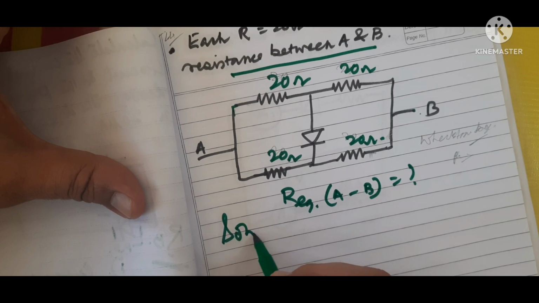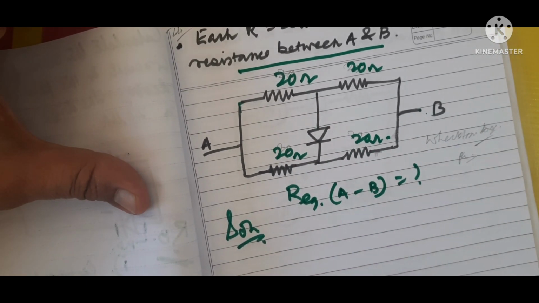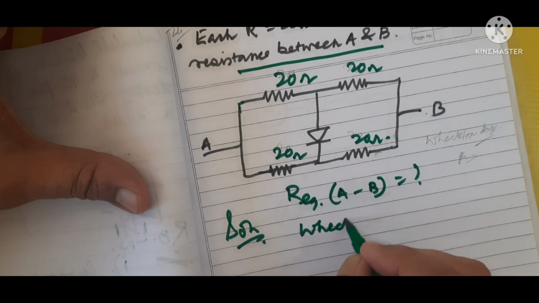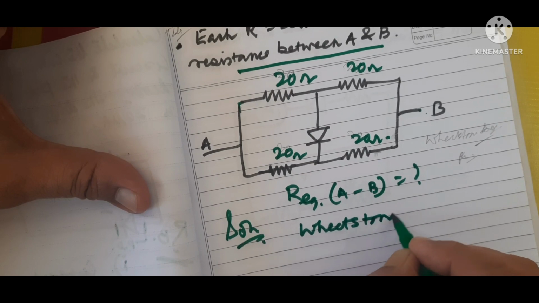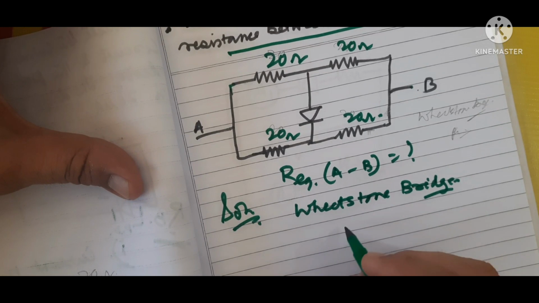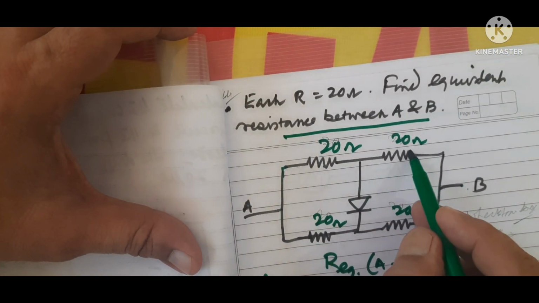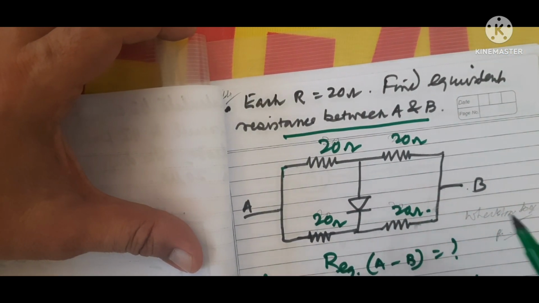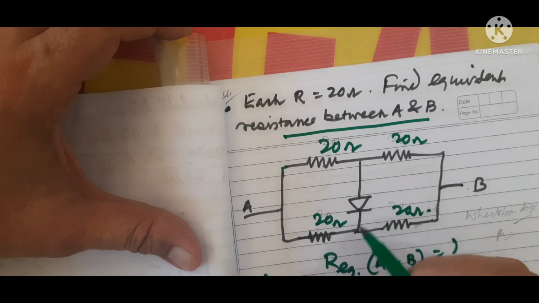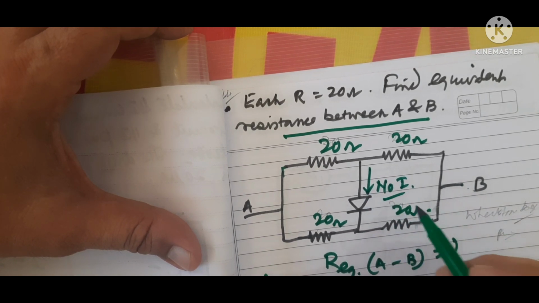If you look at it properly, it very much resembles the Wheatstone bridge. In a Wheatstone bridge, if P by Q, the balance condition, is equal to R by S, meaning the ratio is the same, 20 by 20, 20 by 20, the ratio is the same, then no current is going to pass through this.